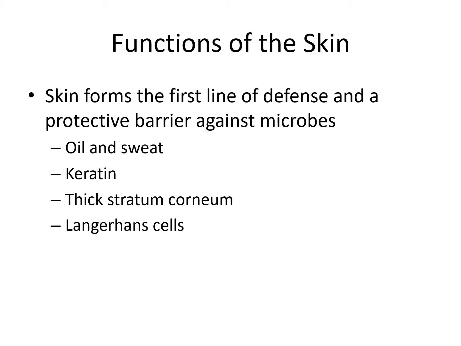Second, keratin is waterproofing. This helps to create a dry outer surface to our skin and also helps to create a barrier against microbes. Third, the fact that we have a thick stratum corneum means that there are multiple layers in the outermost layers of our epidermis. That in and of itself creates a barrier against microbe invasion. And then finally, Langerhans cells or dendritic cells that are found in the epidermis. They also help to eat or consume microbes so that they do not make their way further into the lower levels of our skin.